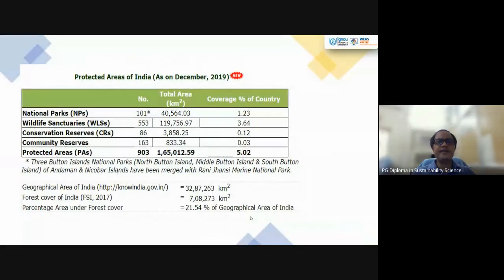So in this figure also, among protected areas, national parks cover about 1.23% of the land area of our country. Wildlife sanctuaries cover about 3.64%. In the same way, conservation reserves cover 0.12%, and total protected areas are 5.02% of the total geographical land of India. Right.